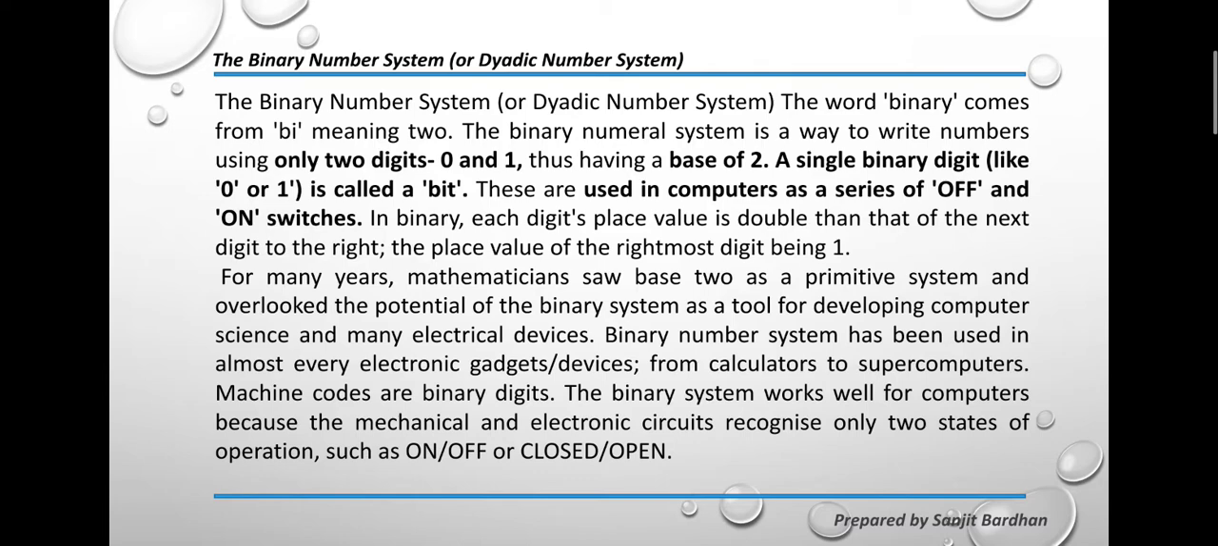Since many electrical devices use it, the binary number system has been used in almost every electronic gadget, from calculator to supercomputer. Machine codes are binary digits. The binary system works well for computers because mechanical and electronic circuits recognize only two states of operation, such as on and off, or closed and open.